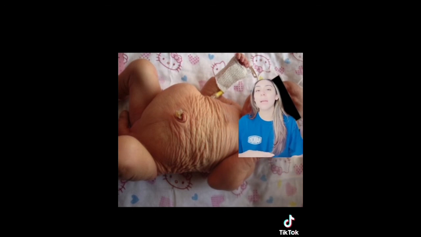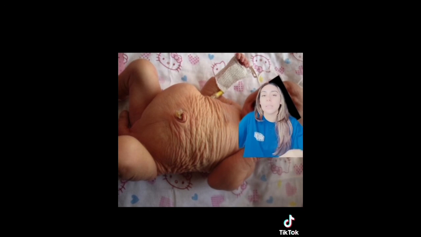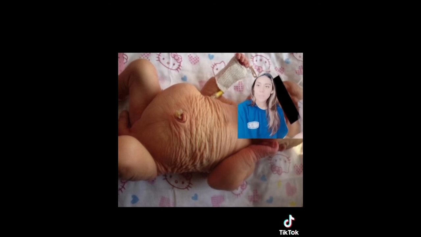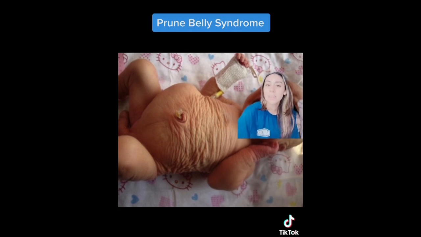Our last topic is going to be prune belly syndrome, and it is defined by 3 features. The first one is cryptorchidism. The second one is agenesis or hypoplasia of abdominal wall muscle, and the third one is the dilation of the collecting system. The cause of this syndrome is embryonic defect of the mesoderm or a urethral obstruction malformation complex. It can also be called Eagle-Barrett syndrome.